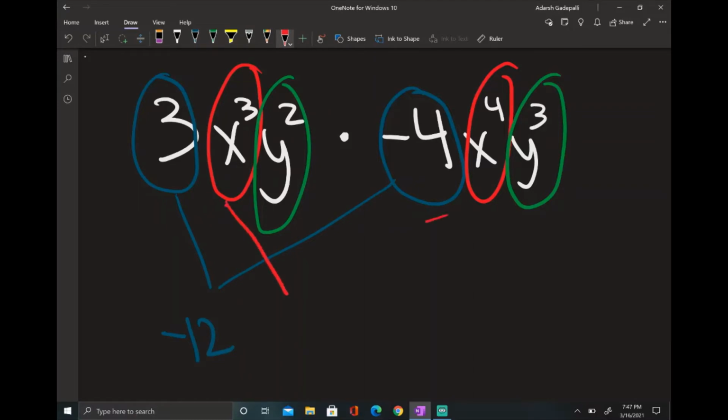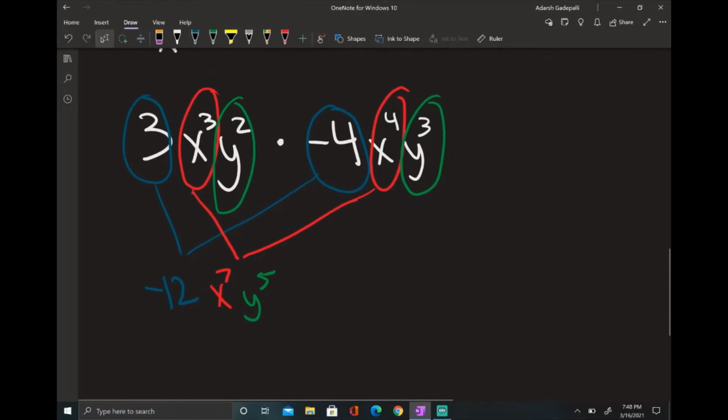X cubed times x to the fourth. Because you're multiplying exponents with the same base, you can just add the exponents. So 3 plus 4 is 7, so it'll be x to the 7th. And then y squared times y cubed, you add the exponents, so it'll be y to the 5th. And that's your final answer.